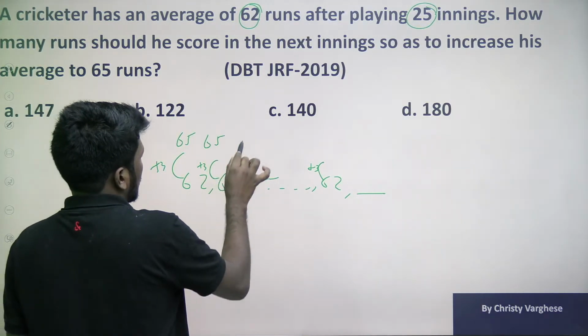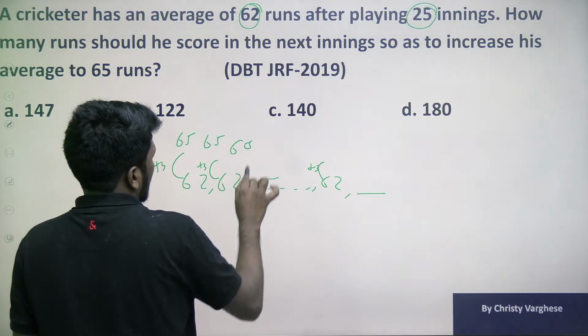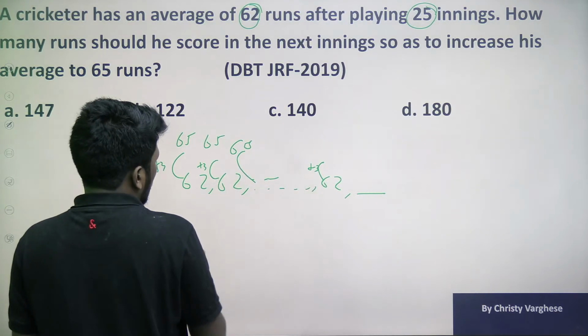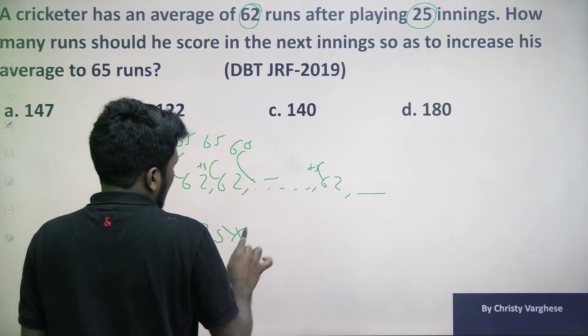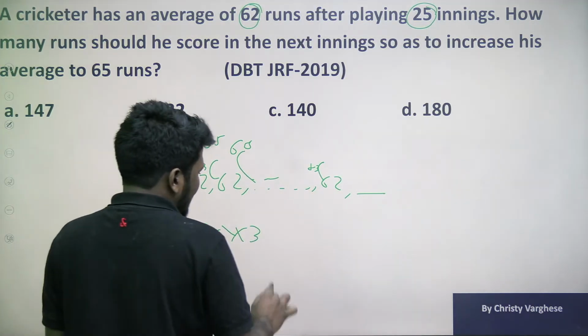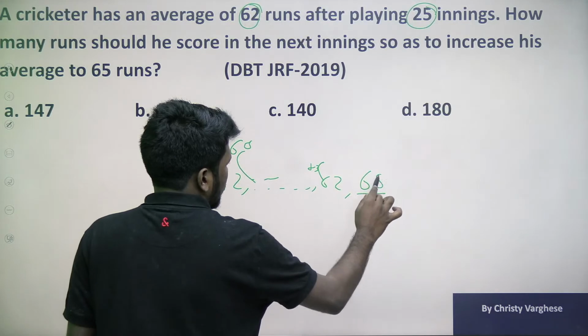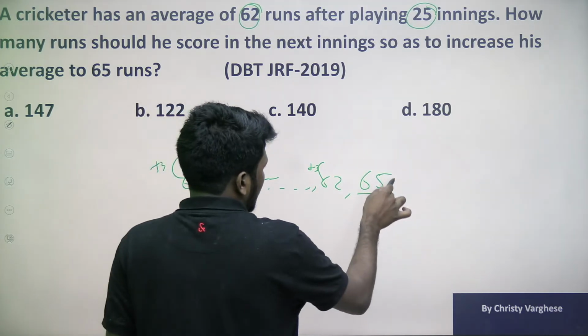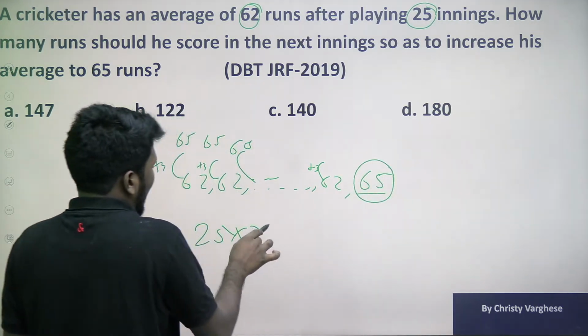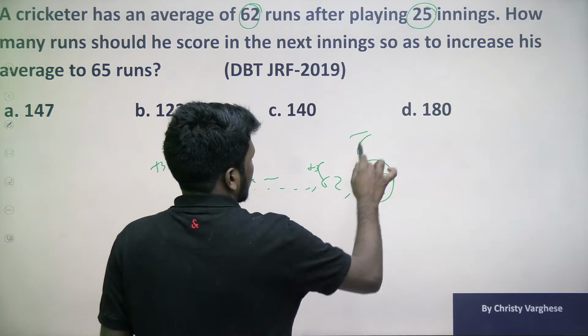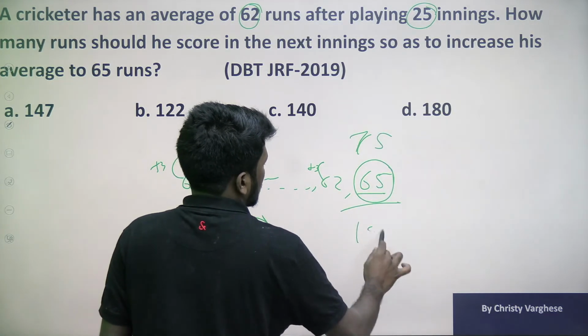To make 65, you need to add 3 to all the numbers. 3 to 25 numbers means 25 into 3 you need to add, plus the last observation 65 should contribute. That means the last observation should contribute 65 and 25 into 3, 75. The total contribution should be 140.